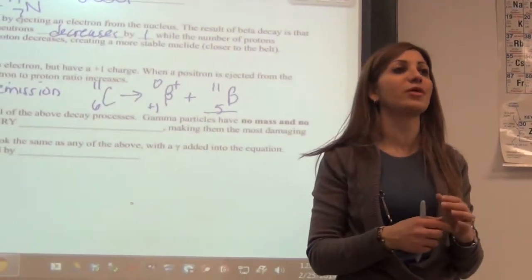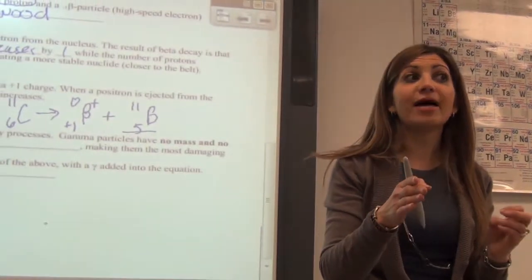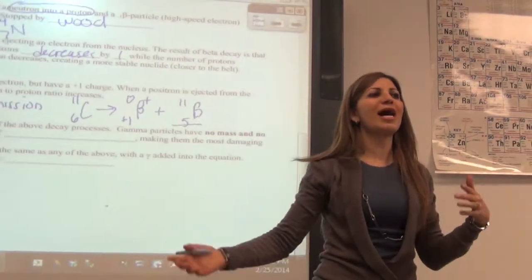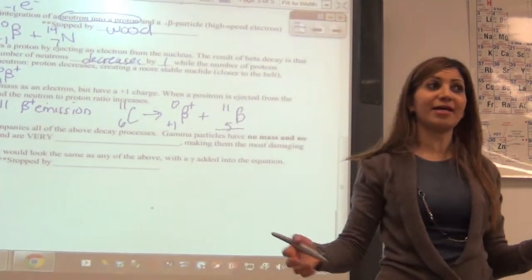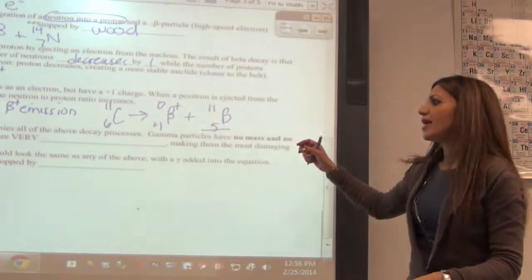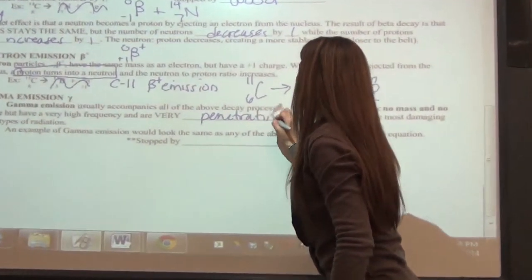But guess what they do to you when they pass through you? They mutate your cells. And if that ends up taking over and you have too many mutated cells, it turns into what? Cancer. And so these are very penetrating. These are the most dangerous.